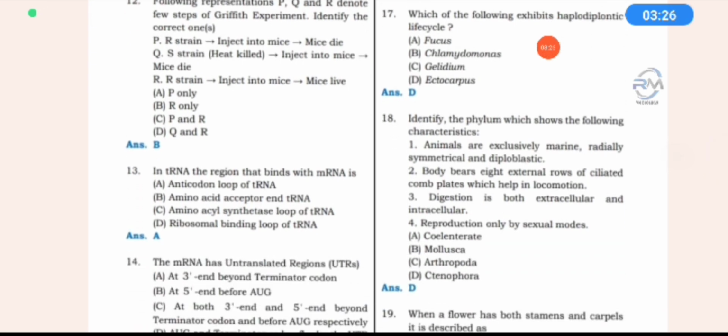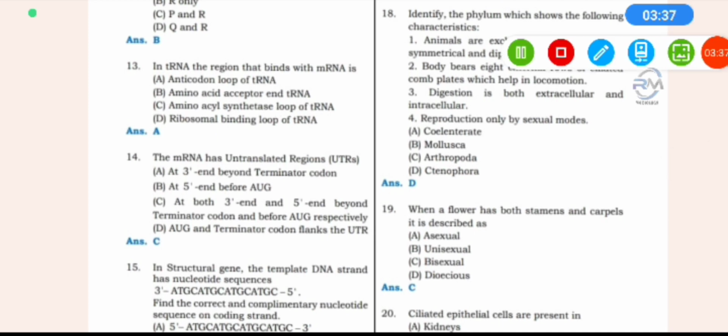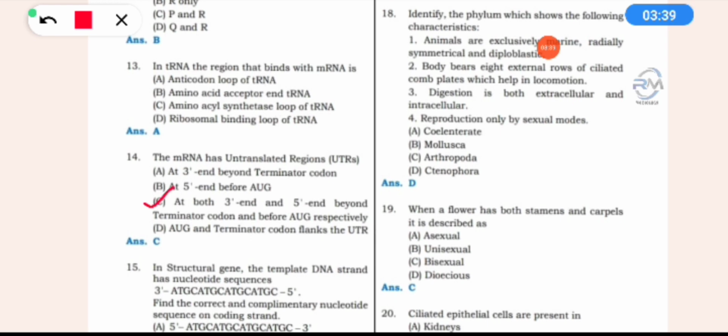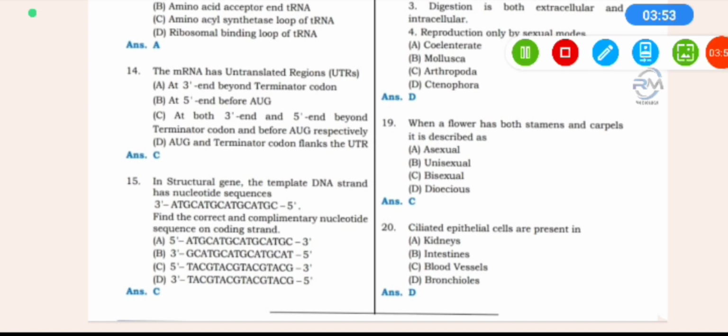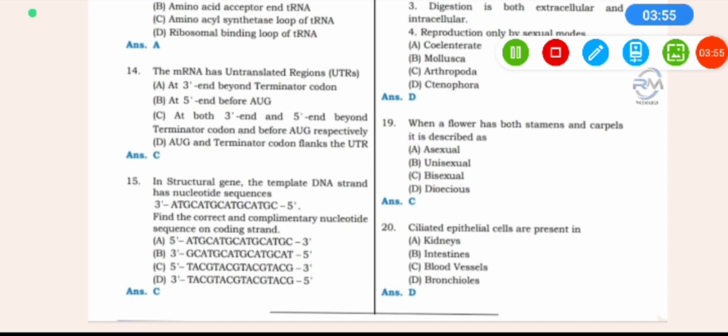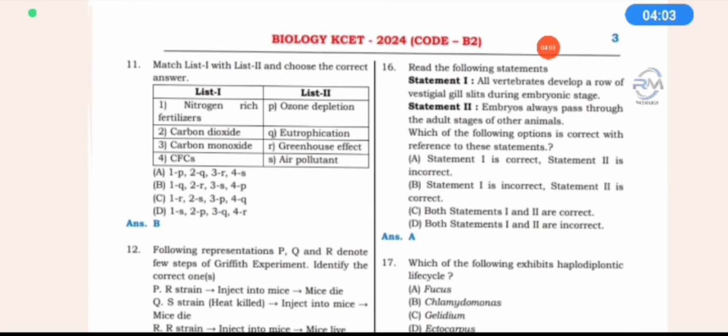In tRNA, the region that binds with mRNA is the anticodon loop of tRNA. The mRNA has an untranslated region, UTR, at both the 3' end and 5' end, beyond the terminator codon and before the AUG respectively. In a structural gene, the template DNA strand has a given nucleotide sequence. Find the correct and complementary nucleotide sequence on the coding strand. Answer is option C.